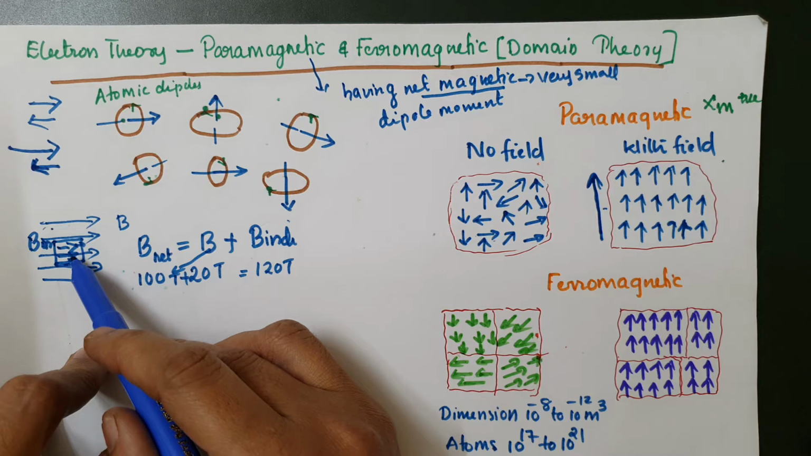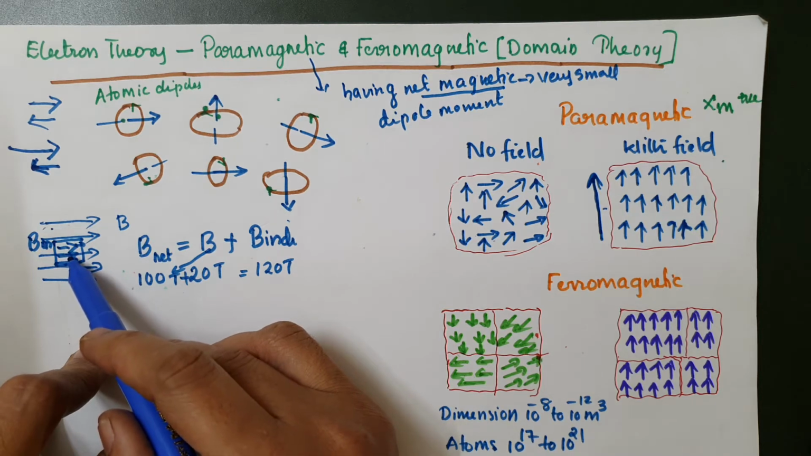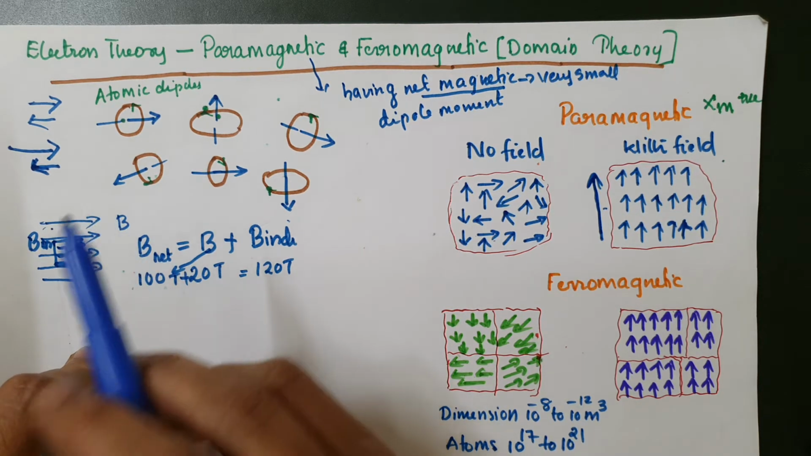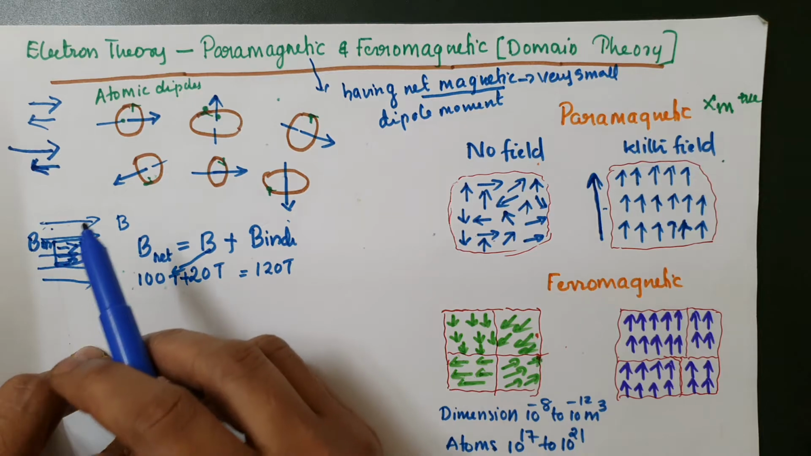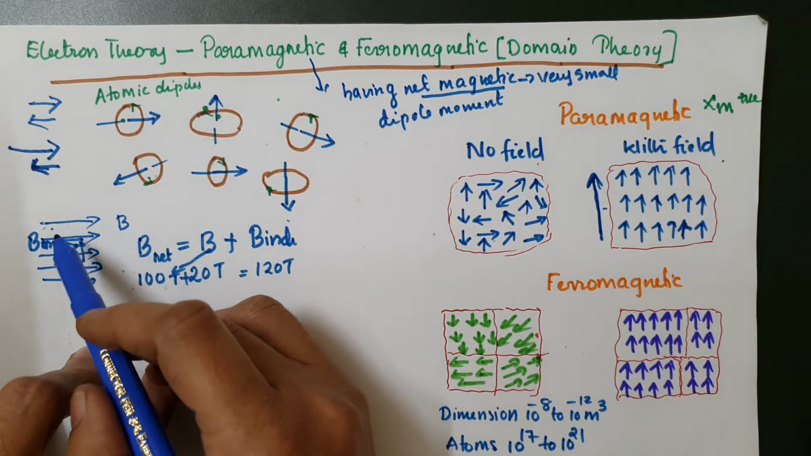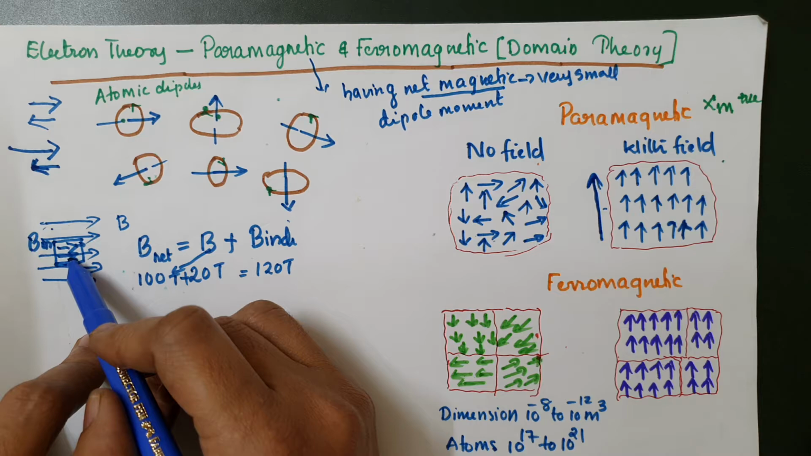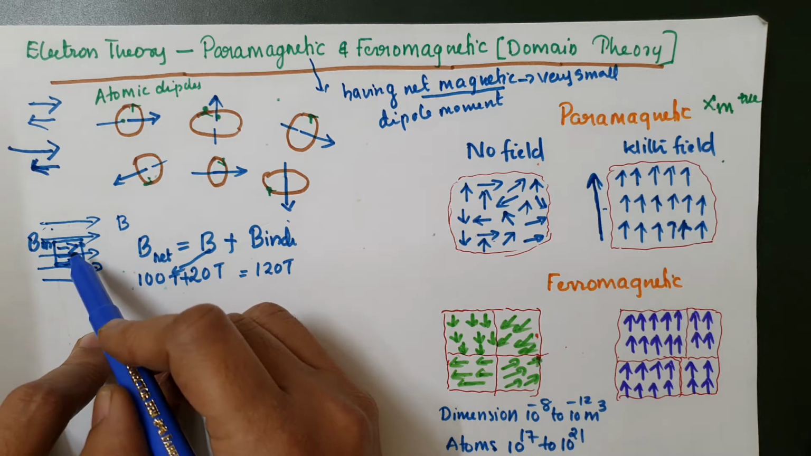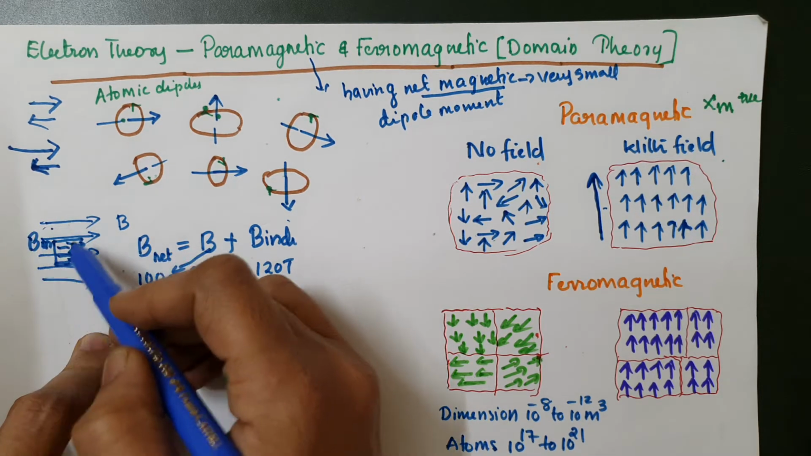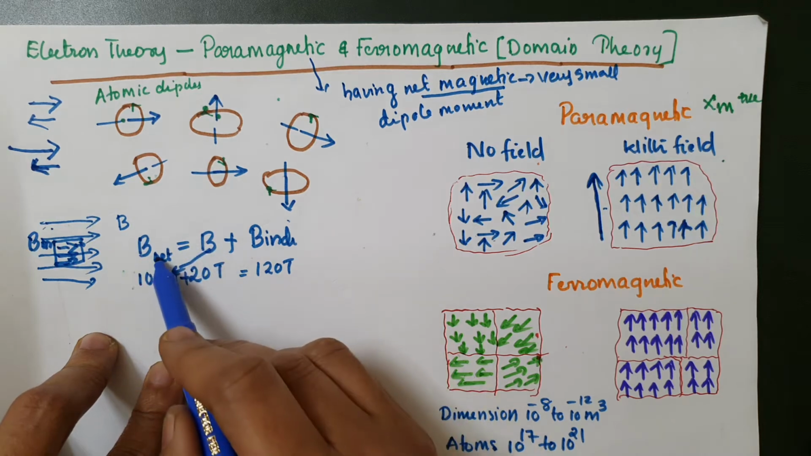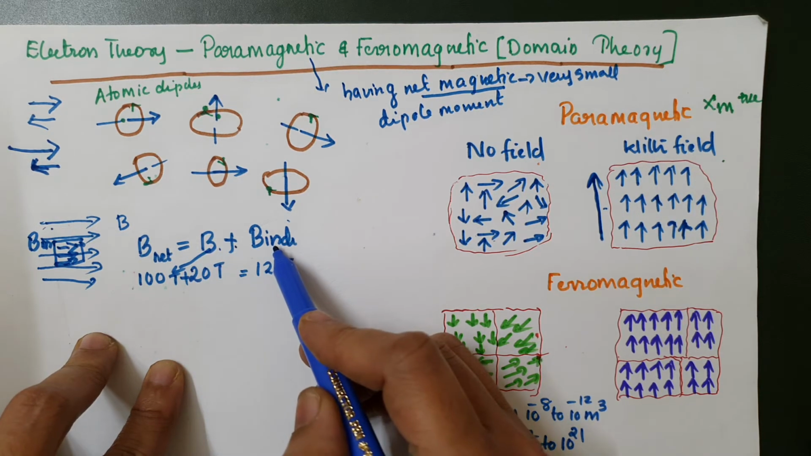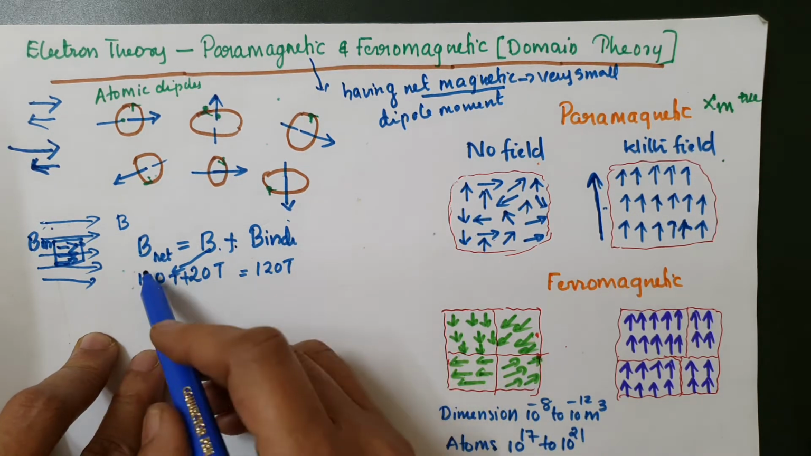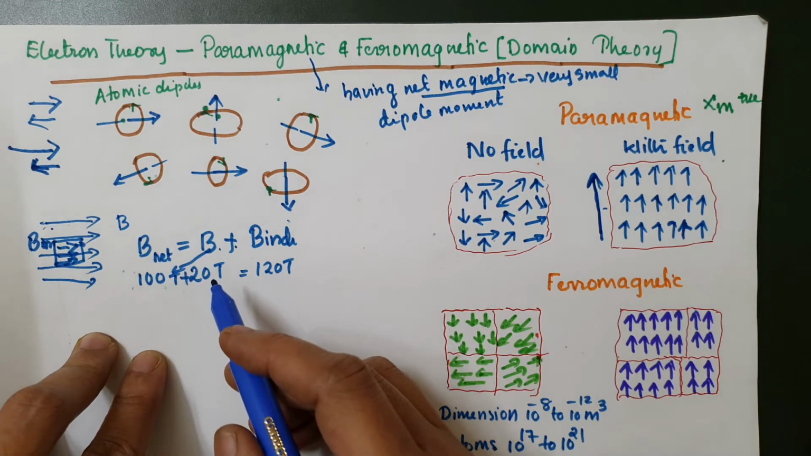But we remember, in the case of diamagnetic material, if I introduce a diamagnetic material into this magnetic field, it decreases the magnetic field, because the magnetic moment will be aligned in the opposite direction, and the net field will be B minus B induced, and hence the resultant magnetic field decreases.